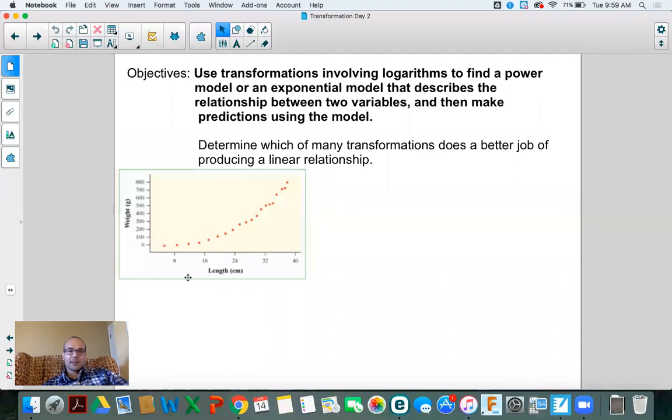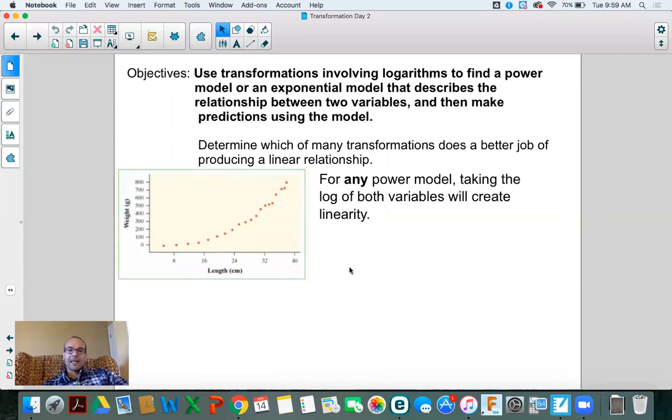So this is your same example from before with the length of the fish and the weight of the fish. And what we're going to use is the fact that for any power model, whether it's cubic, quadratic, quartic, whatever, taking the log of both variables is going to actually create linearity. The reason for that algebraically is in the textbook, but right now that's not the purpose of this video.